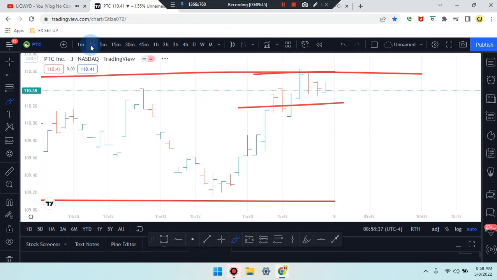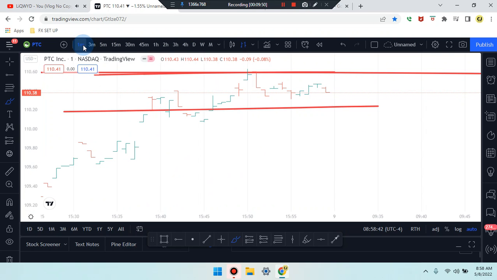Headed down to the 3. Side-by-side consolidation. Haven't got the breakout for the last candle. We see the consolidation here as well on the 1-minute time frame.